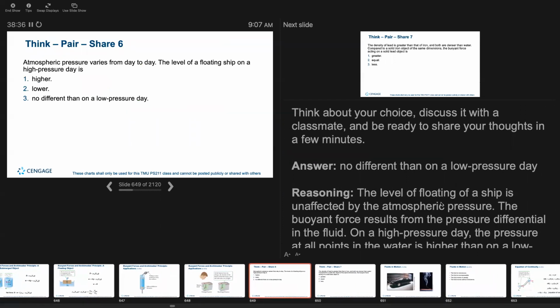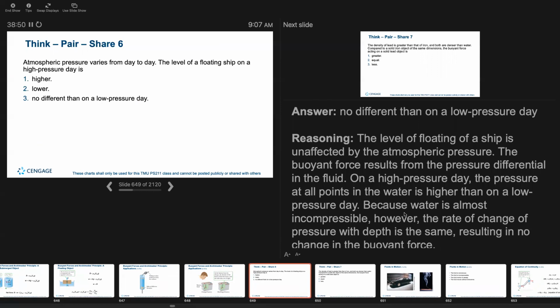So here's another question to consider. Atmospheric pressure varies from day to day. The level of a floating ship on a high pressure day is, the answer is no different than on a low pressure day. The reason is that the level of floating of a ship is unaffected by the atmospheric pressure. The buoyancy force results from the pressure differential in the fluid. On a high pressure day, the pressure at all points in the water is higher than on a lower pressure day, because water is almost incompressible. However, the rate of change of pressure with depth is the same, resulting in no change in the buoyancy force.